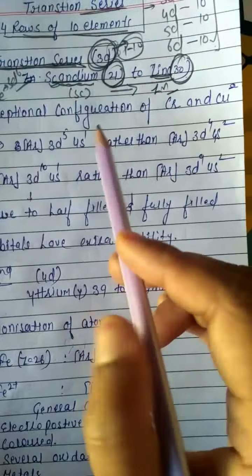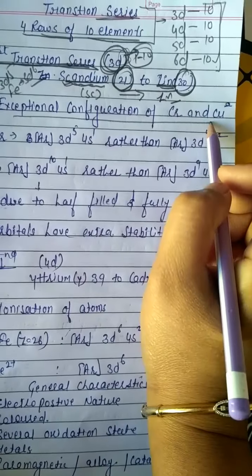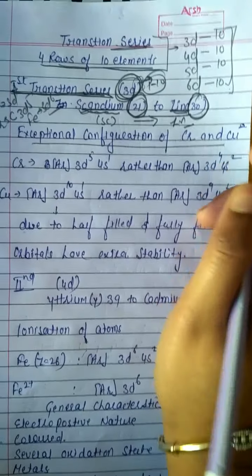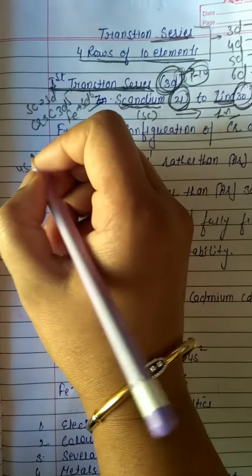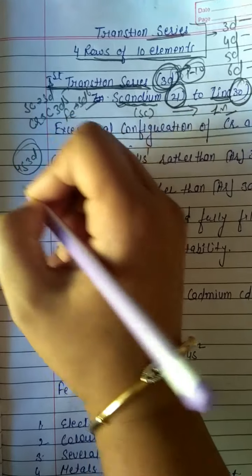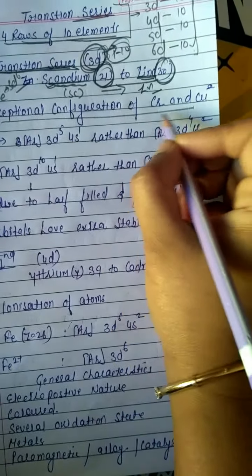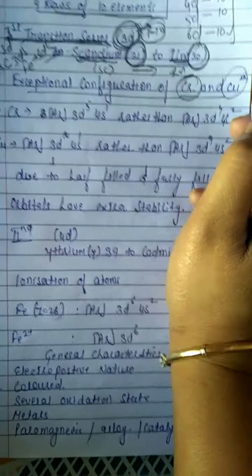Now there are exceptional cases of chromium and copper. While writing the configuration, we have to fill the 4s orbital first. After that we fill the d orbital. But there are some exceptional cases. Cr is the symbol of chromium and Cu is the symbol of copper.